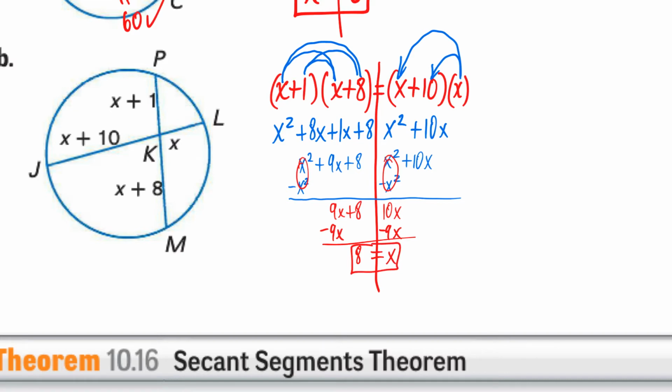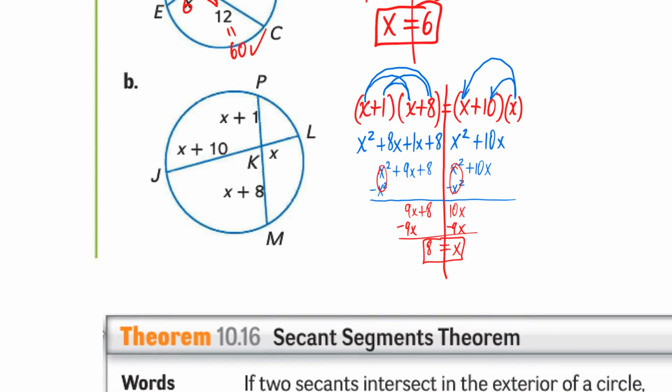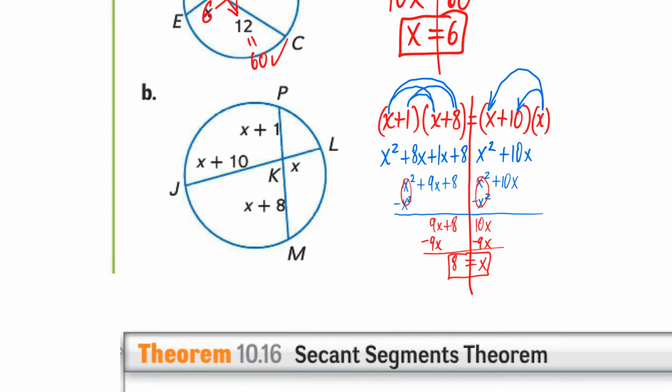X equals 8. Now I'm going to plug that back in real quick and see if that's true. If I take 8 and plug it in right here, 8 plus 1 is 9. And if I plug in 8 right here, what's 8 plus 8? 16. What is 9 times 16? 144.